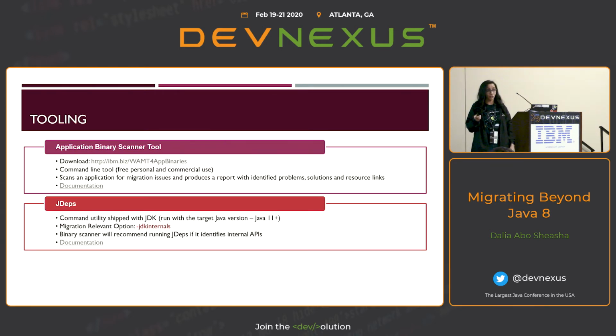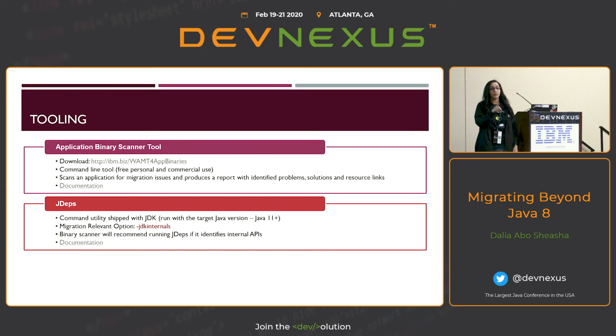Another tool is JDeps. Anyone here hear about JDeps? Cool. So JDeps is a tool that started shipping in the JDK starting Java 8. So you'll see it with Java 11, and it scans your bytecode and it tells you if there are some internal classes you're using you shouldn't be using. I thought JDeps was very promising, but some of the things I noticed is that it wasn't flagging some of the issues like the Java EE classes or any of those other ones. So what I ended up doing was I had the binary scanner scan, and if it finds any internal APIs, it tells you to run JDeps, and I'll show you that in a bit.